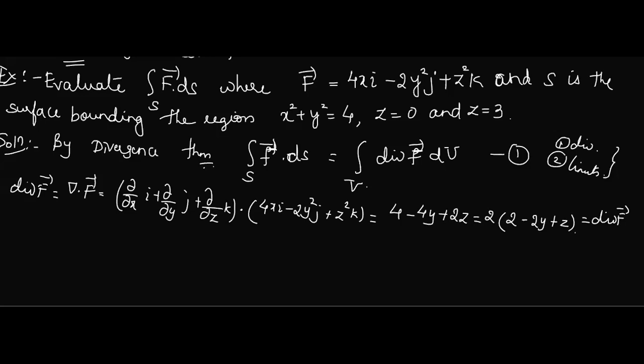To get the limits, just go to the given surface conditions. They have given z equal to 0 and z equal to 3, so z varies from 0 to 3. Very clear. Next, I want the variation for x and y. If you remember how you used to solve for volume, do you remember the procedure? I'll just explain it in short.